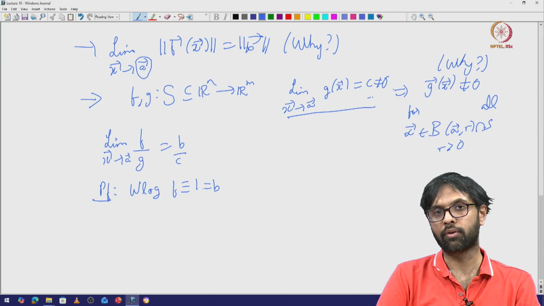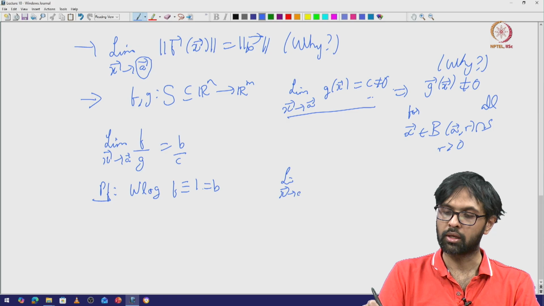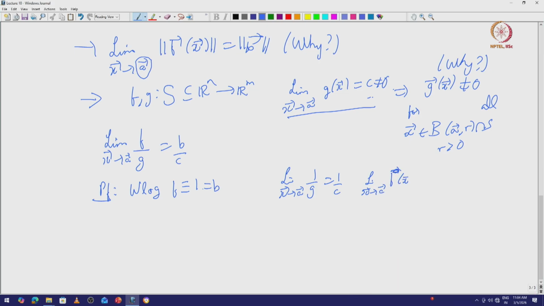The idea is if f is not the function 1, that is, if we manage to prove that this is the case, and we already know the limit of f, then by using one of our previous rules, if you multiply f with 1 divided by g, then you get b divided by c. So it follows from one of our previous rules, the product law for limits. In other words, our question has been reduced to simply looking at this.